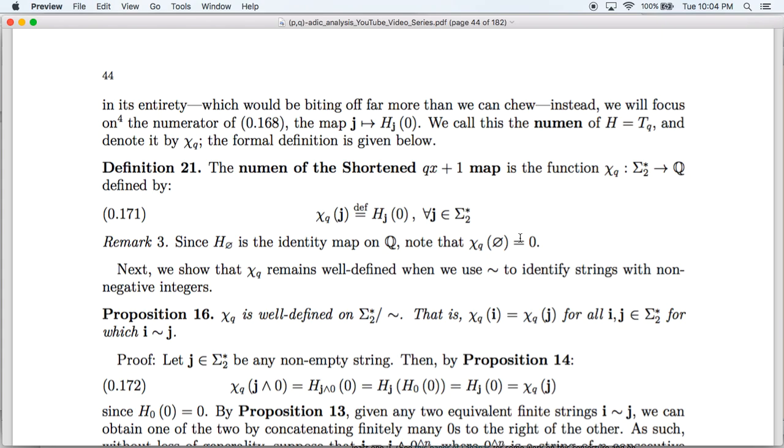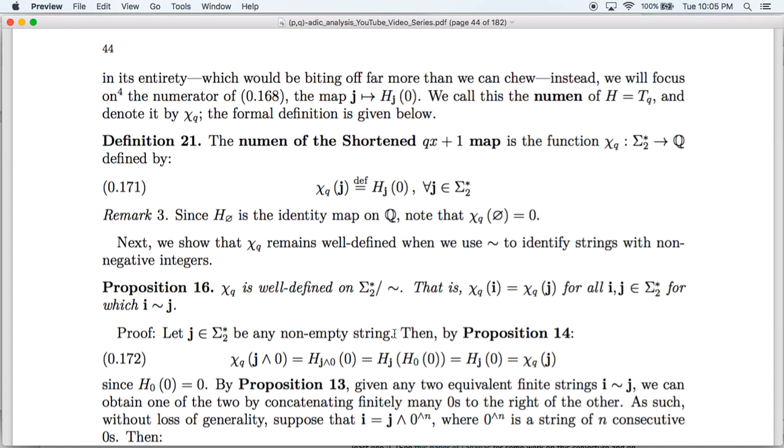But what we want to do is pass from strings to numbers using our digit sum function. To show that this is possible, all we need to do is show that chi q of bold j can be defined independent of the equivalence relation. It's well defined with respect to this equivalence relation, and that's what we're going to show right here. That is to say, if i and j represent the same integer, then applying chi q should give us the same value for both. So let j be any non-empty string.